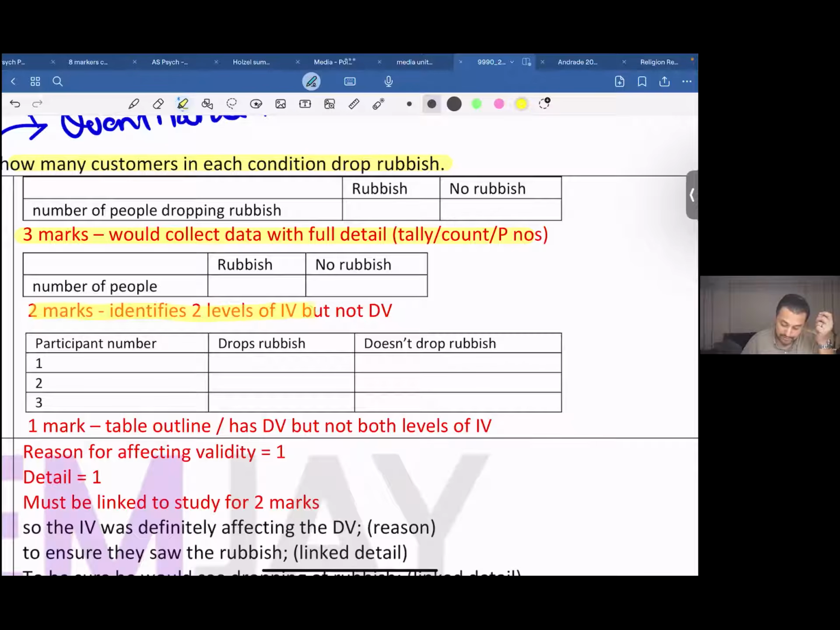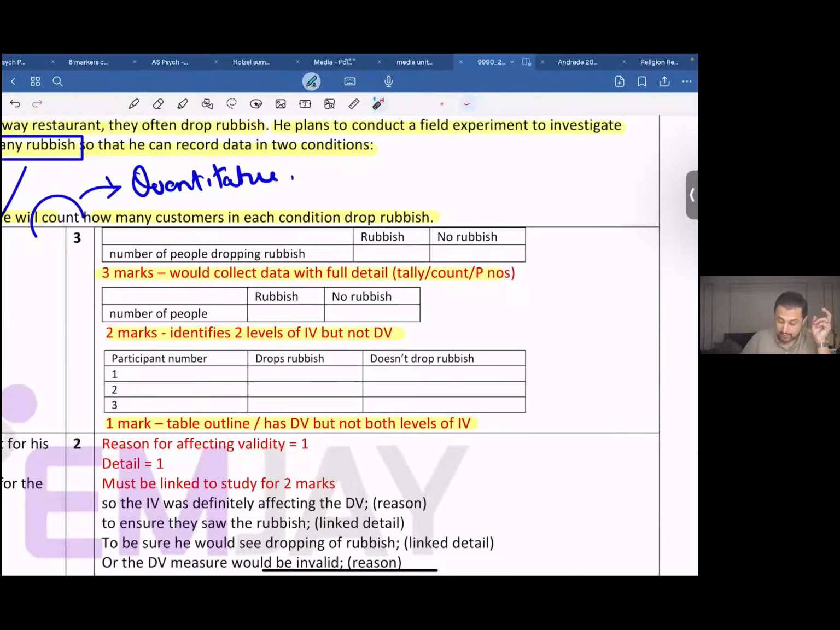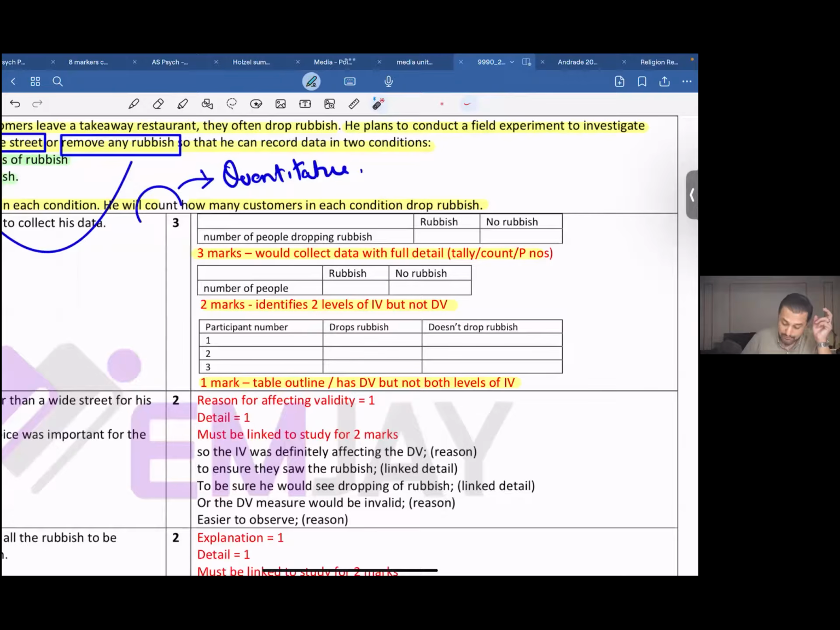when you're simply identifying two levels of IV but not the DV. 1 mark when the table outline has DV but not both levels of the IV. So your table should have details on the participants and both levels of the IV as well for you to be able to score 3 out of 3. Now the examples are over here. Now taking this ahead, moving on to the next question.